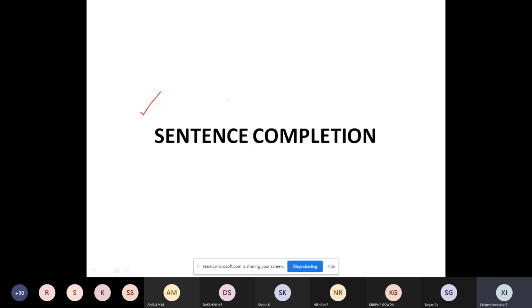If you take this topic name, sentence completion, it's an important topic in verbal aptitude. You can find this topic in all the placement papers in the verbal aptitude section, and even competitive exams have this topic, so it will be useful for you in both ways. So please listen to the topic, and whenever you have doubts or queries, you can let me know in the chat. And sentence completion is nothing but fill in the blanks.